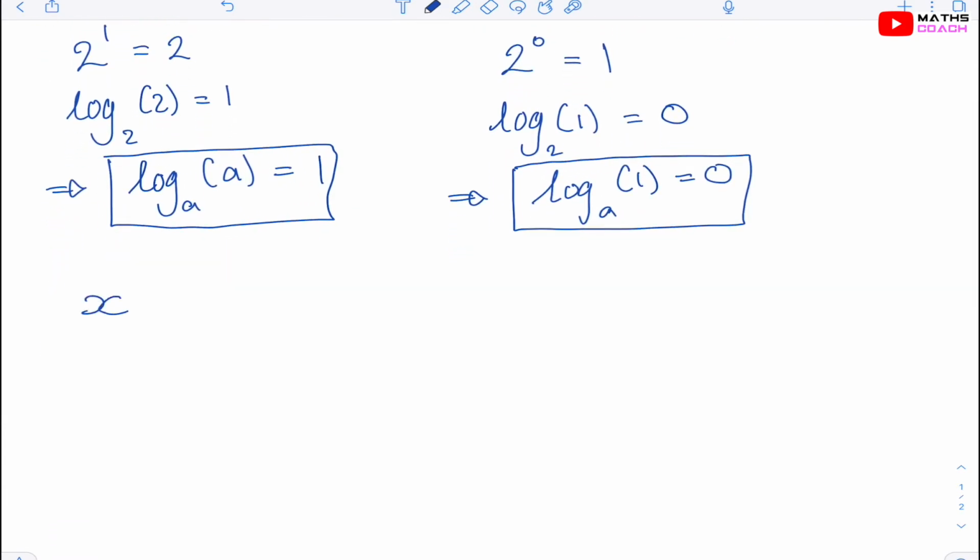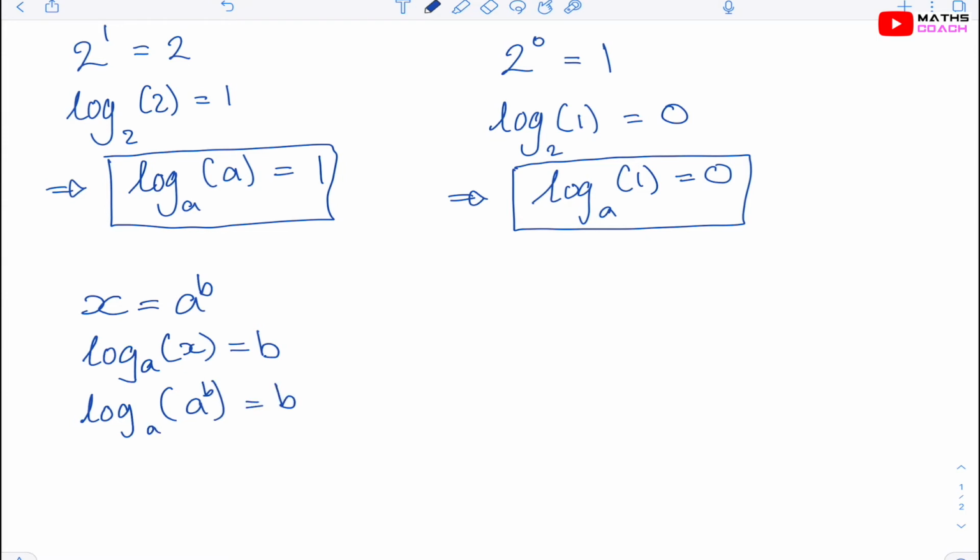If x equals a to the power of b, then this means that the log of x to base a, by definition, gives you the power, which is b. We can also write this as log of a to the power of b to base a is equal to b. Now another way we can write this is b multiplied by log of a to base a.